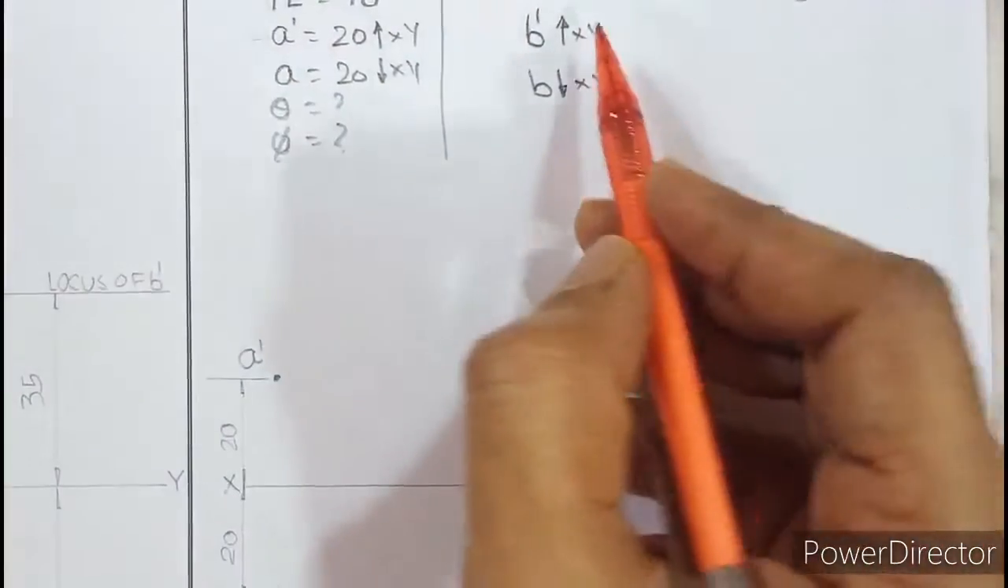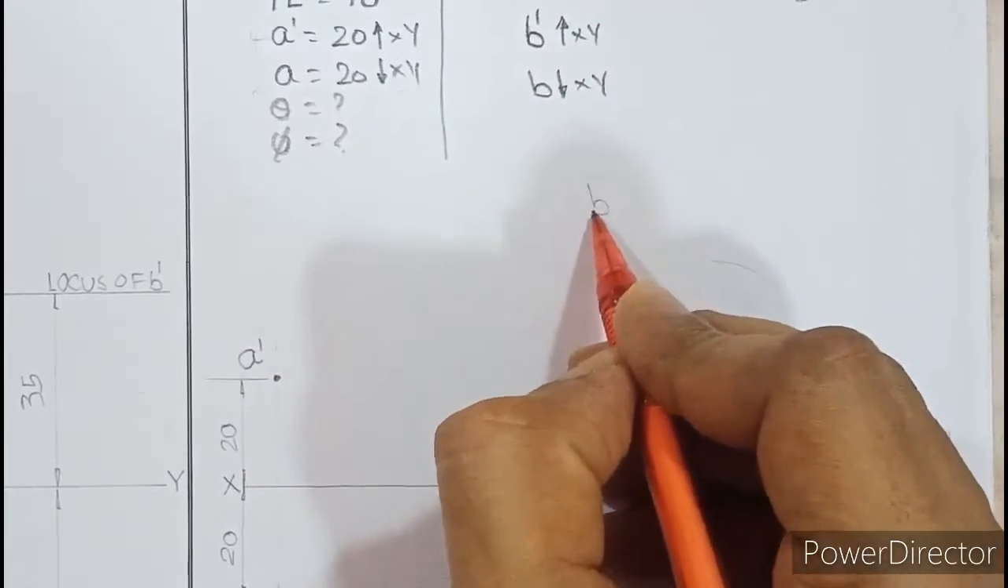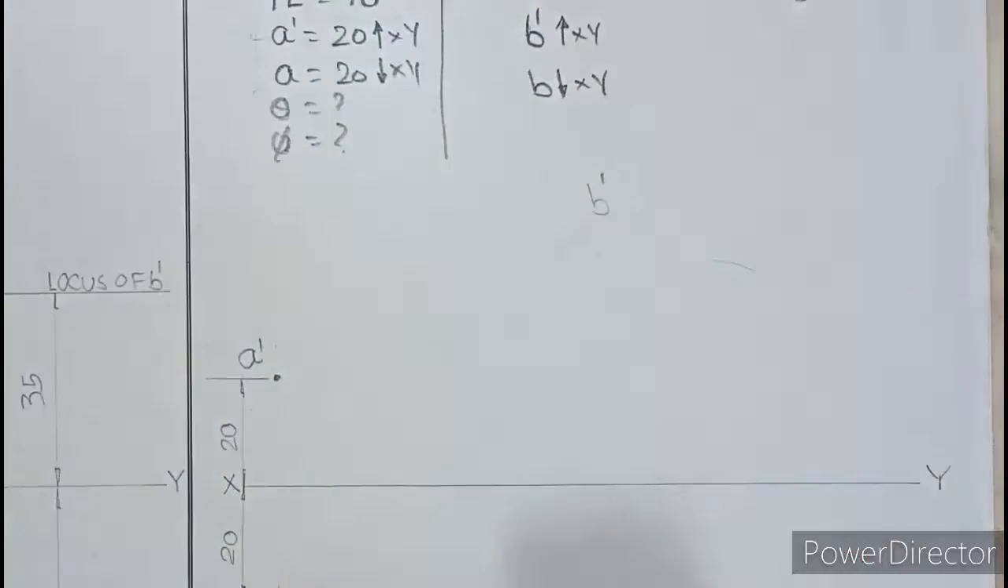As we discussed, we are assuming B dash is above. Let me roughly write down that B dash is here so that I can remember while rotating or projecting. And B is down somewhere here. I will just mark B somewhere down here. Okay. So now what will be the next step?